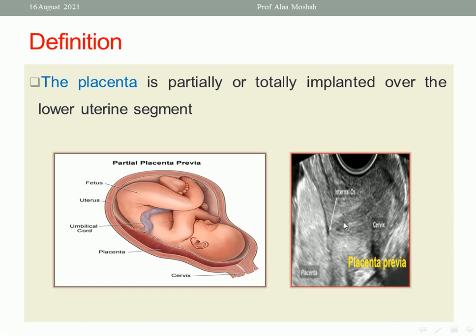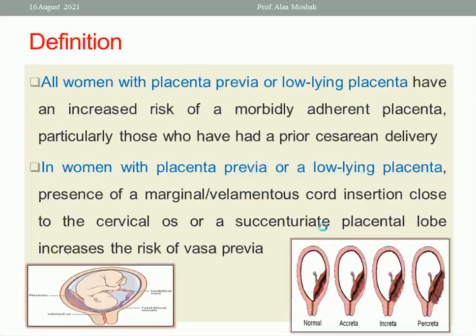This is the cervical canal. This is the internal os, and this is the placenta covering the internal os. We can say this is complete centralis. What is very important linked to placenta previa is there may be filamentous insertion of the cord and the vasa previa, as in this picture, in association with placenta previa.